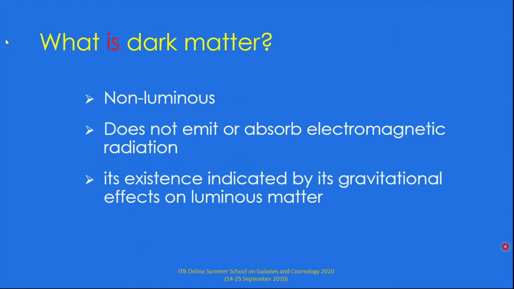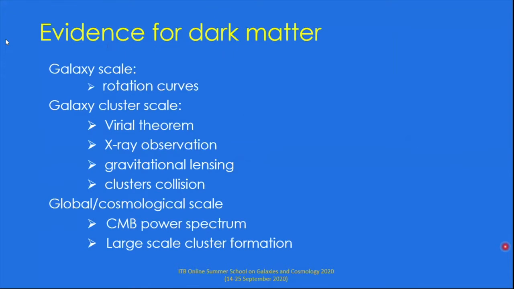In contrast to luminous matter, dark matter is non-luminous, does not emit or absorb electromagnetic radiation, and so far its existence is suggested by gravitational effects on luminous matter. The evidence for dark matter is piled up, ranging from galaxy scale up to cluster scale and the universe as a whole. We will go through this in the next slide.